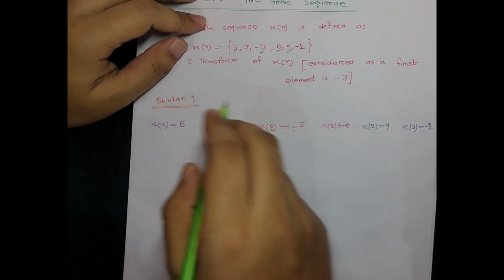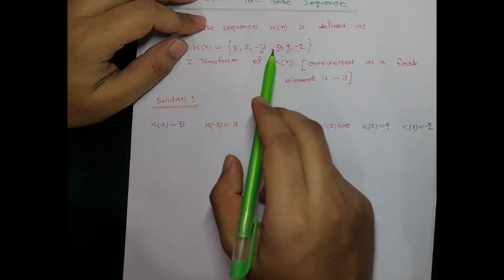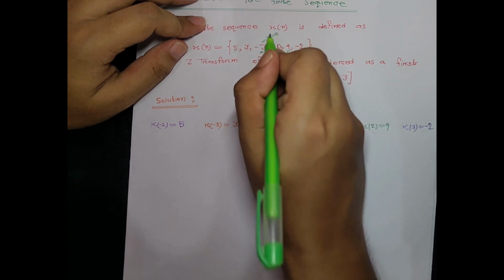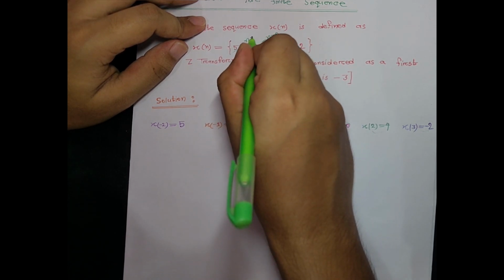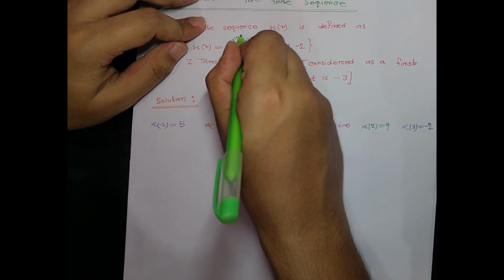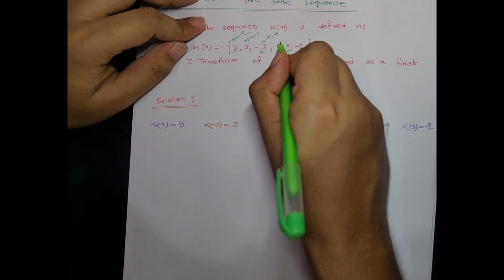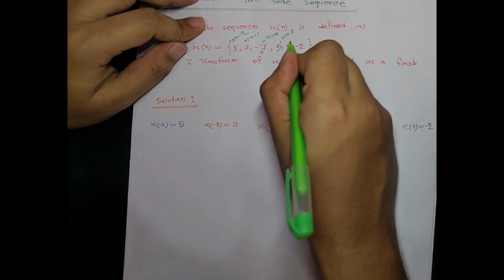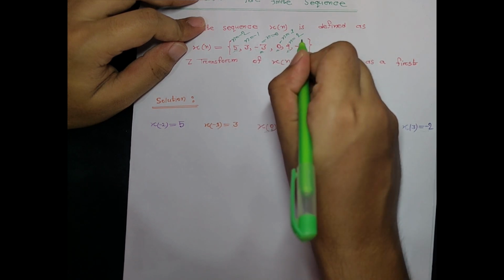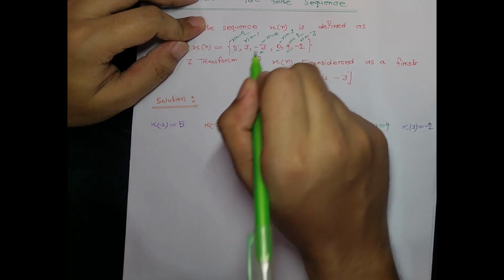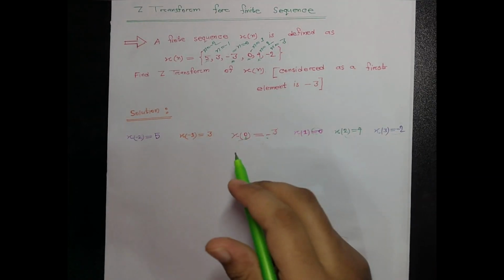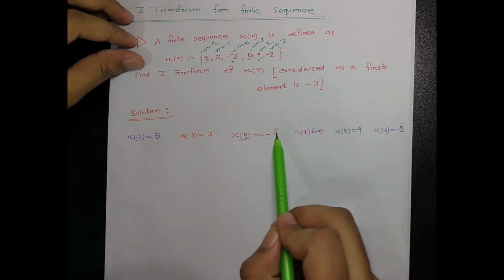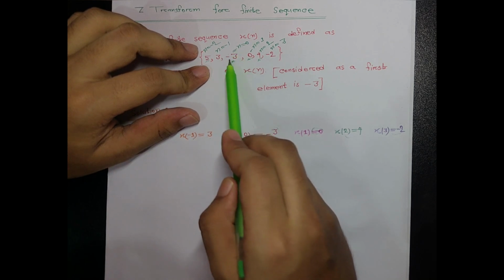That means if we consider the first element, then n equal to 0, n equal to minus 1, n equal to minus 2, and on the right side n equal to plus 1, n equal to 2, n equal to 3. That means for the first element we will consider x of 0 equal to the first element, minus 3.